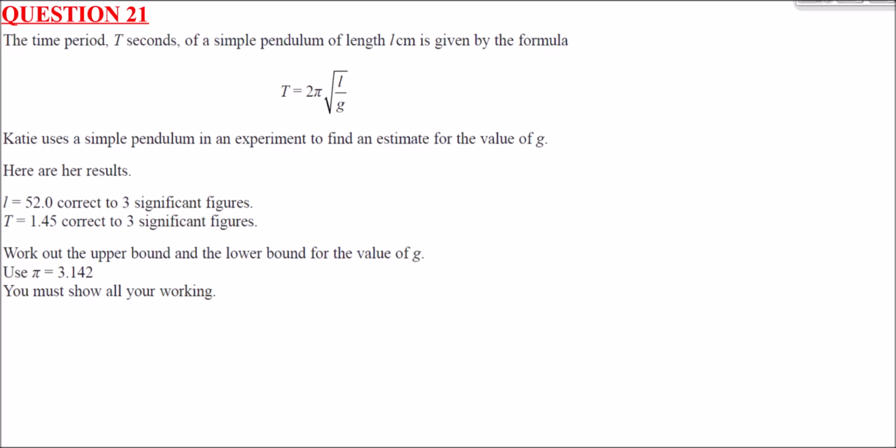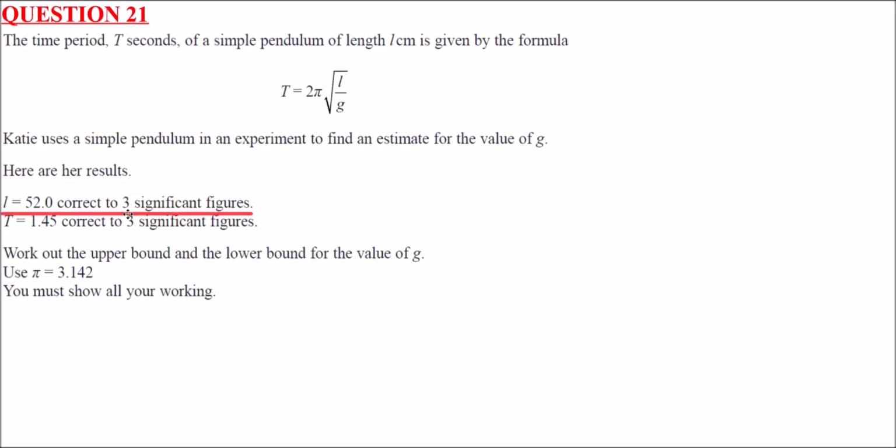Question 21, the last question on the entire paper. We're told the time period, t seconds, of a simple pendulum of length L centimetres is given by this formula here. This is a true formula: t equals 2 pi root L over g. Katie uses a simple pendulum in an experiment to find an estimate for the value of g. Here are her results. So L equals 52.0 correct to 3 significant figures.